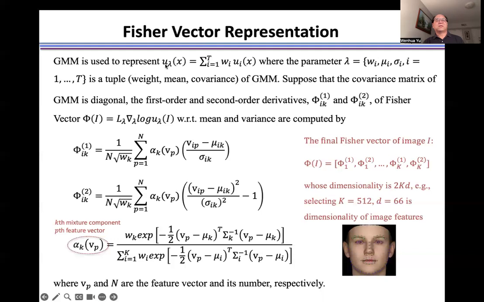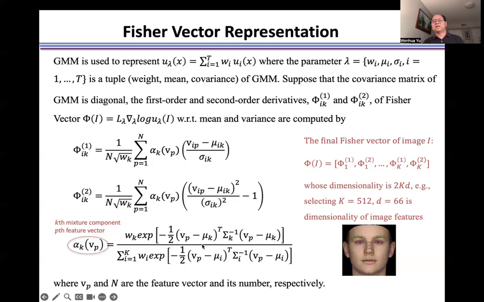GMM is used to represent U lambda, where the parameter lambda is the tuple weight mean covariance of GMM. Suppose that the covariance matrix of GMM is diagonal. The first order and the second order derivative phi1 and phi2 of facial vector phi with respect to mean and variance are computed by using these 2 formulations, where coefficient alpha is computed using this formulation.